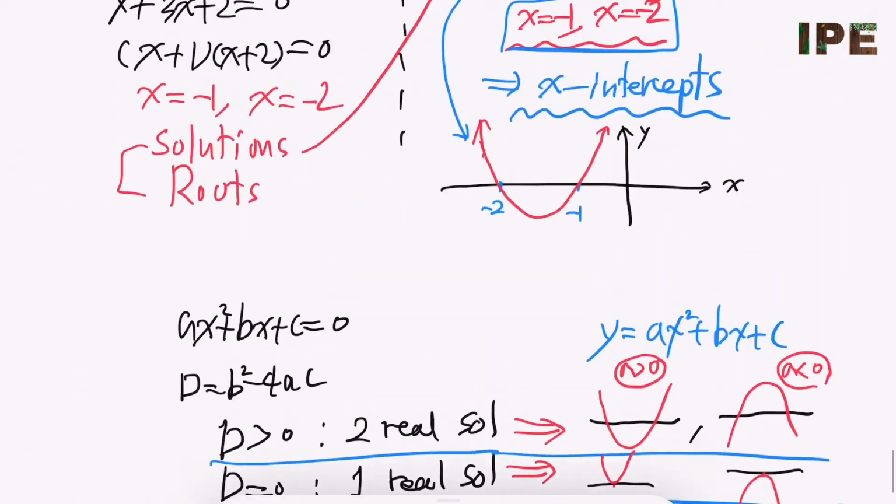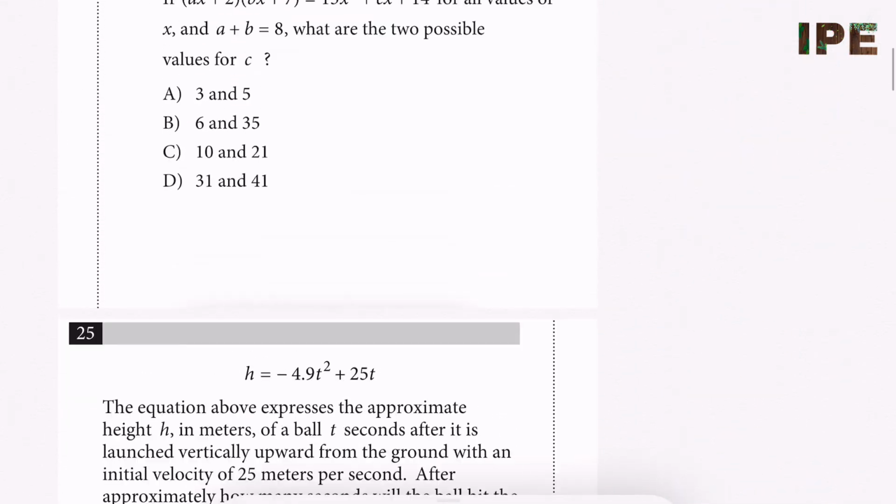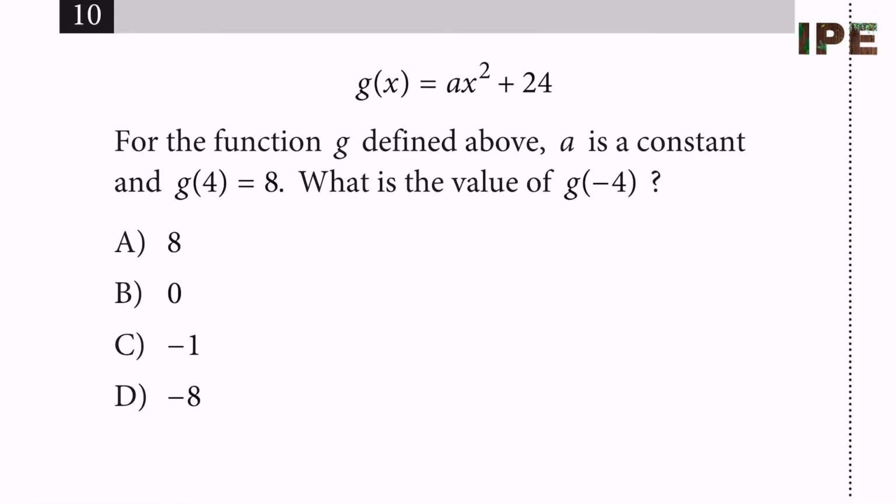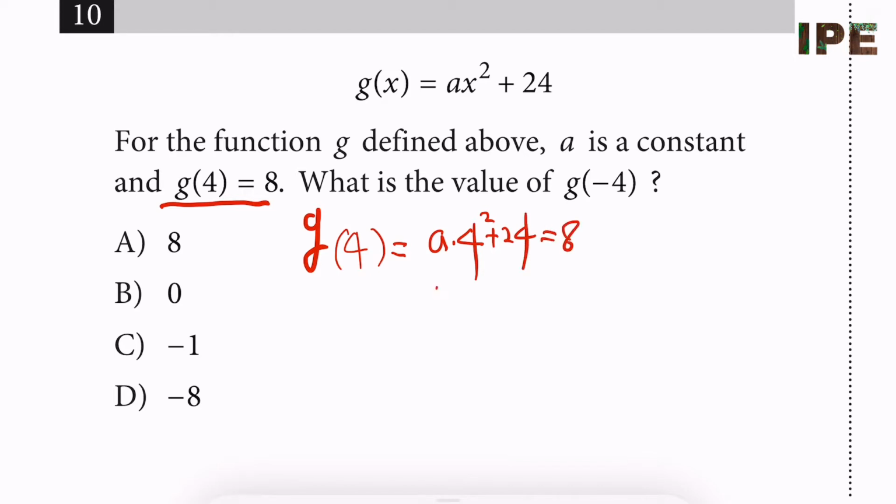Let's solve some problems from now. I chose 13 problems from College Board practice tests 1, 3, 5, and 6. Number 10. Okay, g of x is a x squared plus 24. It says g of 4 is 8. So g of 4 equals 8, that means x equals 4. a times 4 squared plus 24 is equal to 8. 16a equals negative 16, so a is negative 1. We found a, which is negative 1.